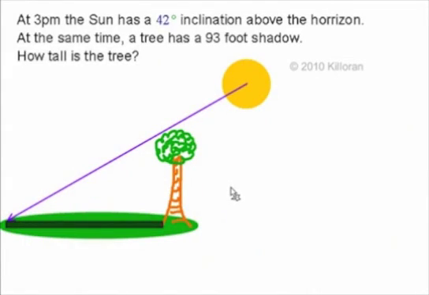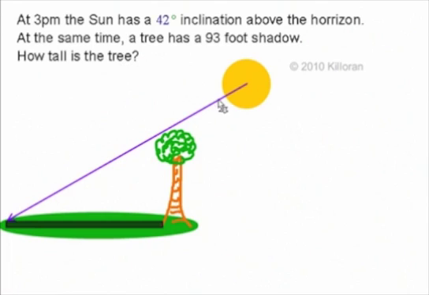Example of an application of trigonometry. At 3 p.m. the sun has a 42-degree inclination above the horizon. At the same time, a tree casts a 93-foot shadow, and I want to find out how tall the tree is.